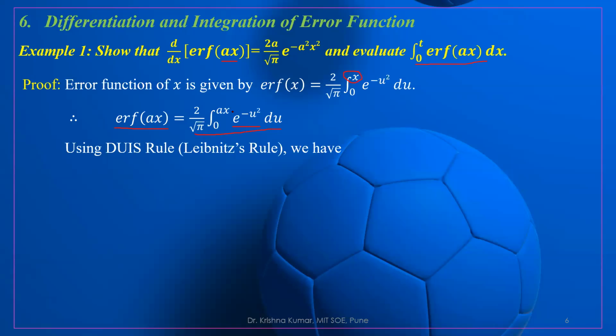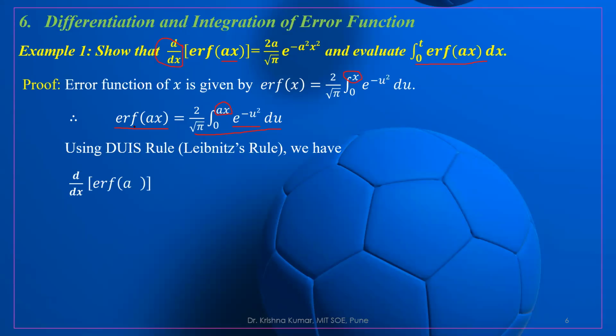Again, there are two rules of differentiation under the integral sign. Rule number 1: if both limits are constant, they do not depend upon x or a. Rule number 2: the limits depend upon x. Here we want to differentiate with respect to x, and the upper limit contains x, it is a function of x. So we use differentiation under the integral sign, rule number 2, which is called the Leibniz rule.